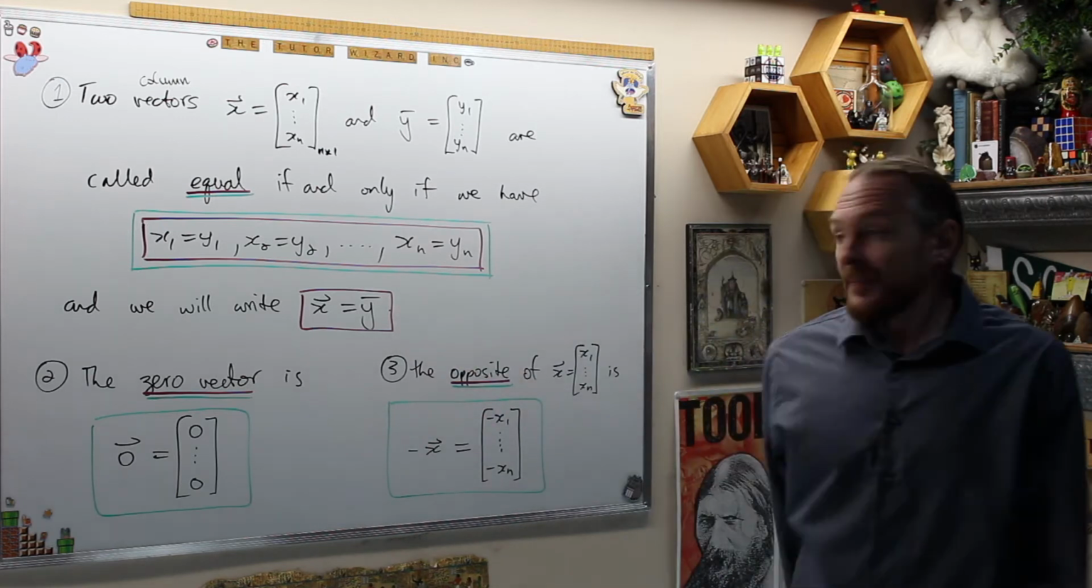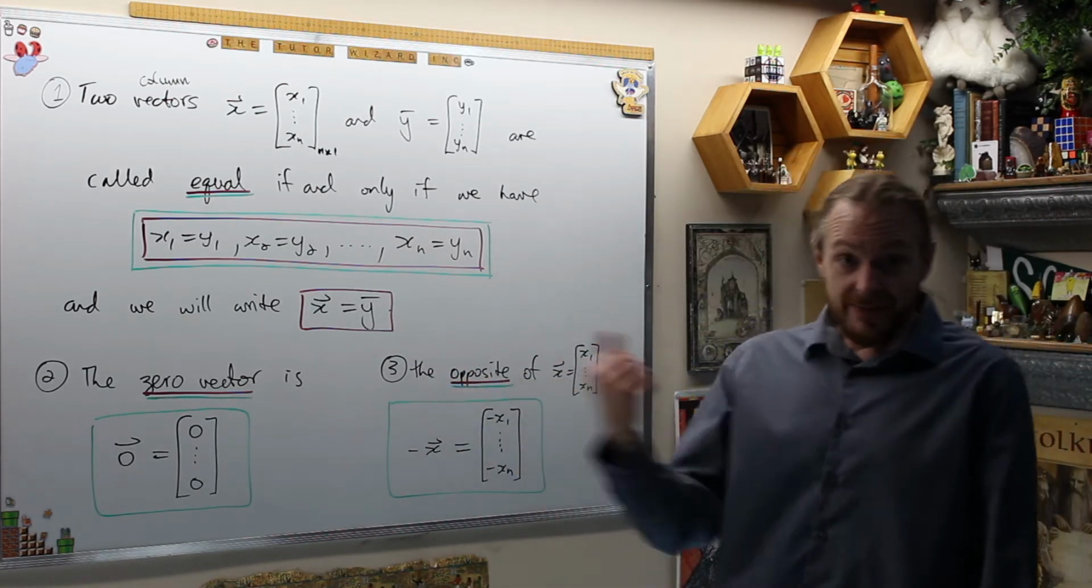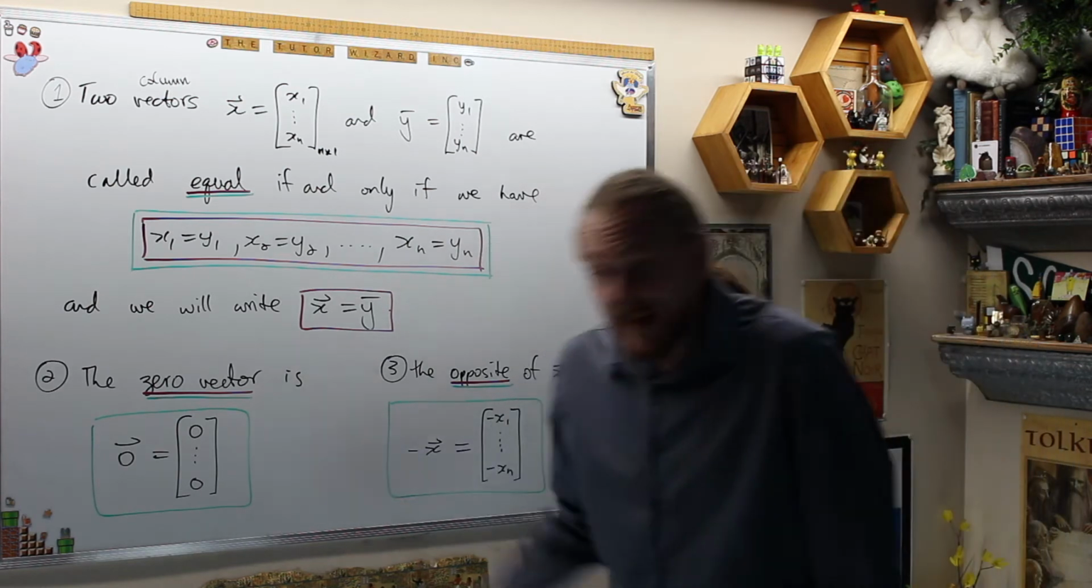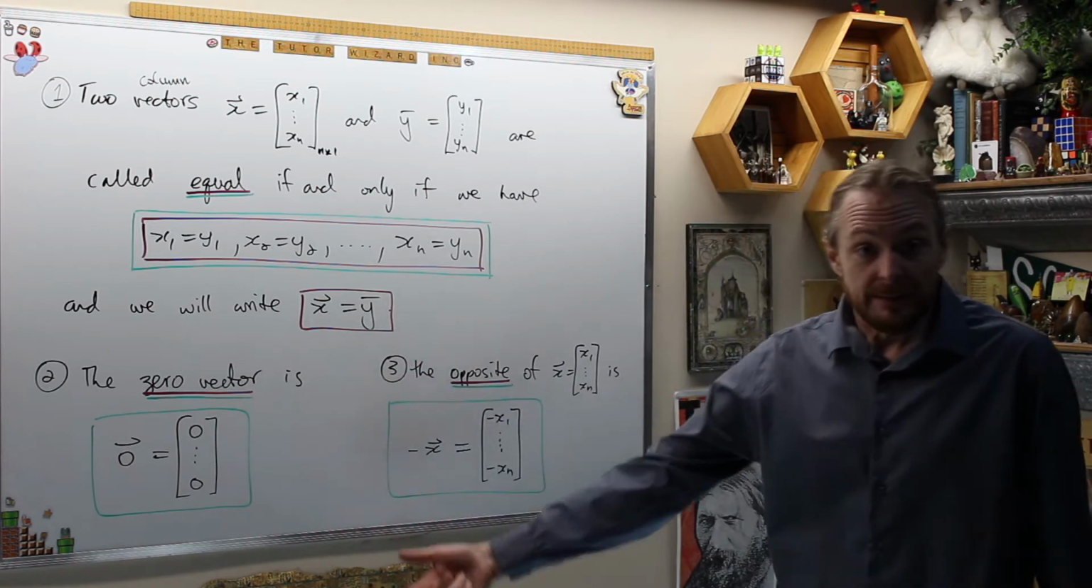And we're going to write this as we normally do. The other two things that we need before I can just show that this is a vector space is the zero vector. The zero vector in any dimension is the vector that has all coordinates zeros.